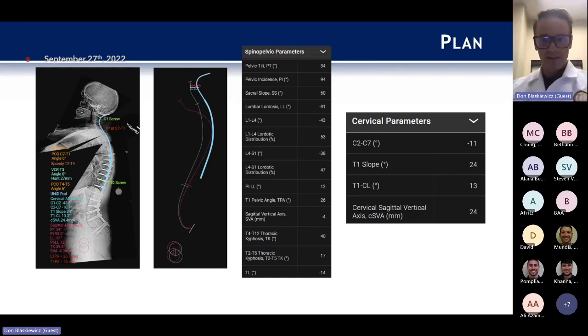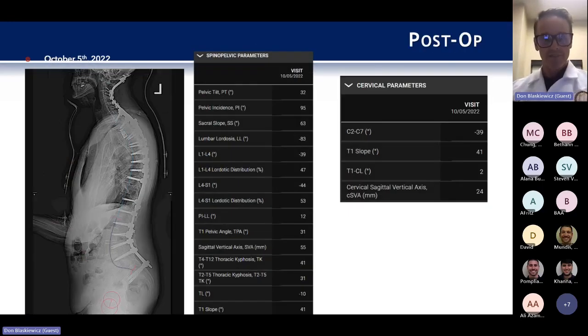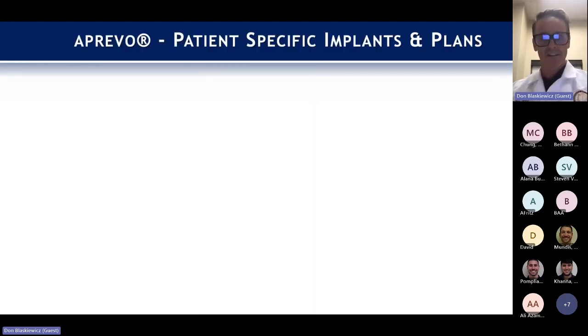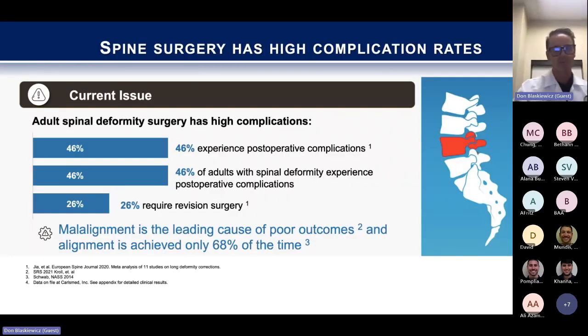So again, that was sort of my plan. That was my post-op, and that was a fun post-op reconciliation meeting with my team. So now I want to change gears and talk about Aprevo.